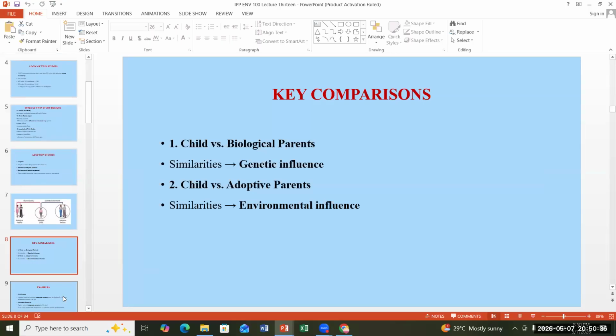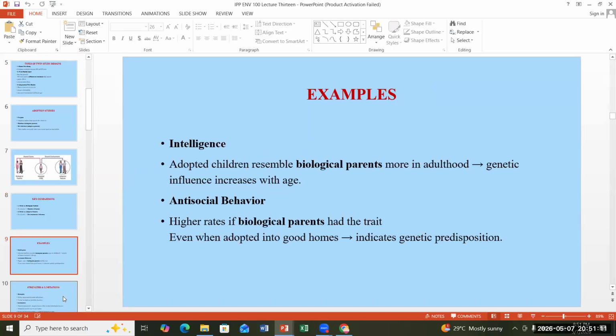There are certain factors that we need to keep in mind when we are doing adoption studies. Number one is child versus biological parents. We need to see what the similarities are and how much genetics influence the behavior of an individual. And child versus adoptive parents: when we raise the child and collect the data, all those things that reflect in the behavior of that child, we will consider the effect of environment on the development of the child.